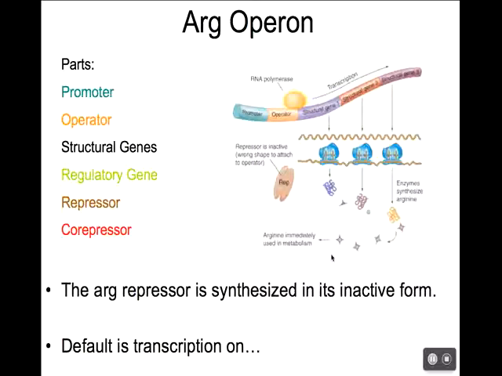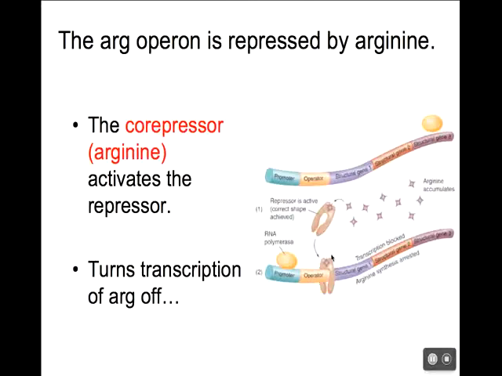Now what's going to show up in the media to change this environment is arginine. If arginine shows up, the cell is thinking, well, why am I spending so much time and energy making arginine if I'm swimming around in a buffet of arginine? So if arginine shows up, arginine acts as what we call a co-repressor. Co-repressors bind to and activate repressors. So arginine shows up, binds to the repressor, activates that.